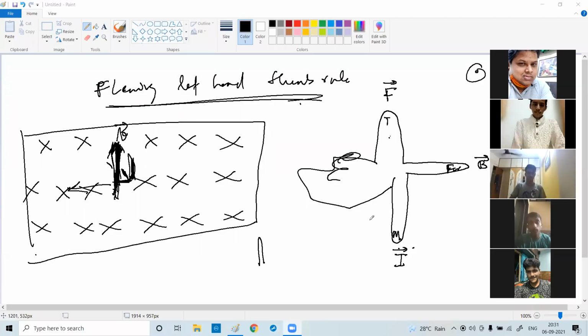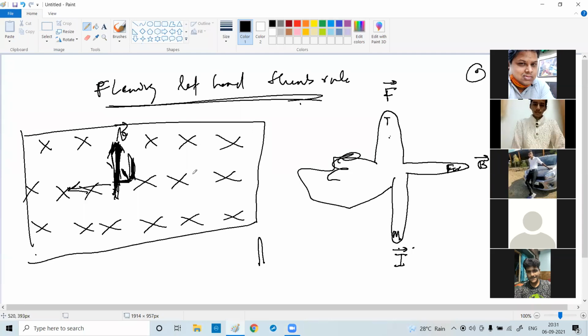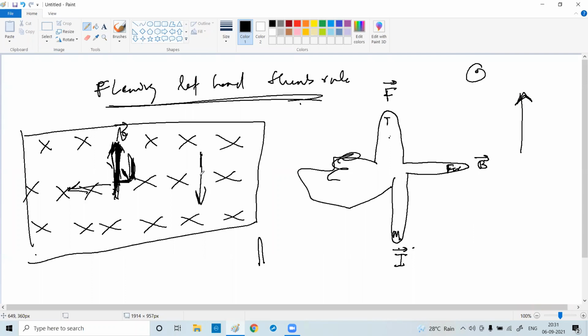Clear? Now tell me, same thing, if the velocity is this side and the current is this side, which side will the magnetic force be?